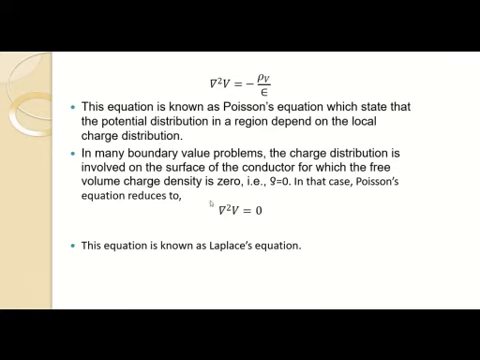Next is the Laplace equation. This is very easy to derive because if we consider a charge free region where the charge is 0, obviously the volume charge density rho V will be 0. Therefore the right hand side, rho V by epsilon, will be equal to 0. So nabla square V equal to 0. This is called the Laplace equation. Thus from Poisson's equation we can easily derive the Laplace equation.